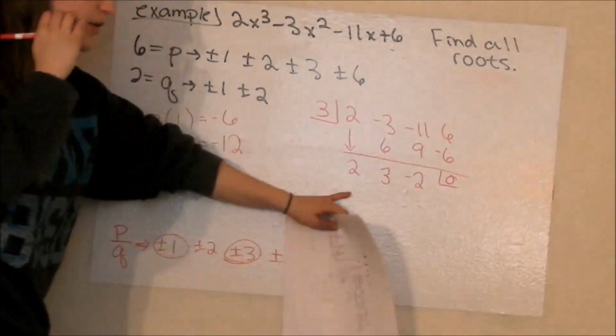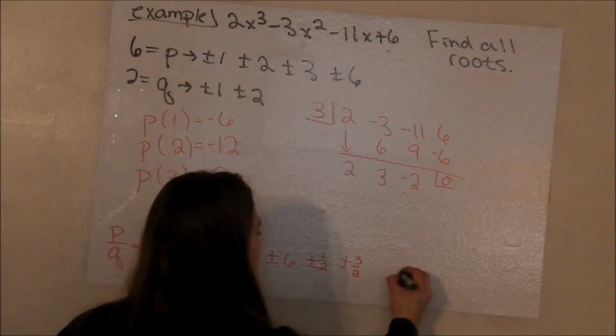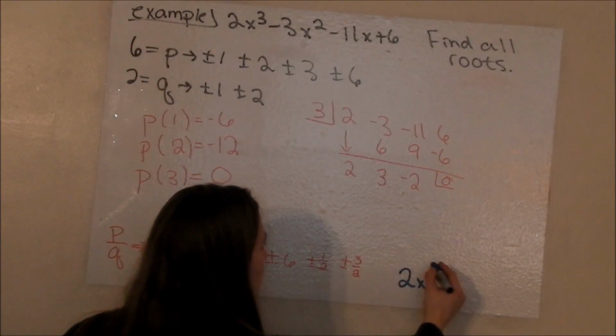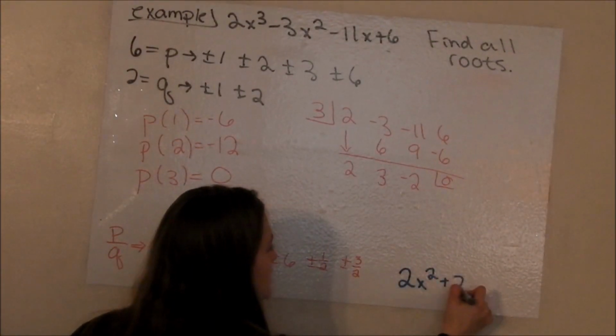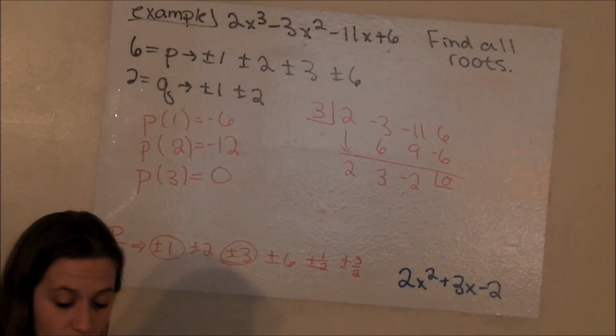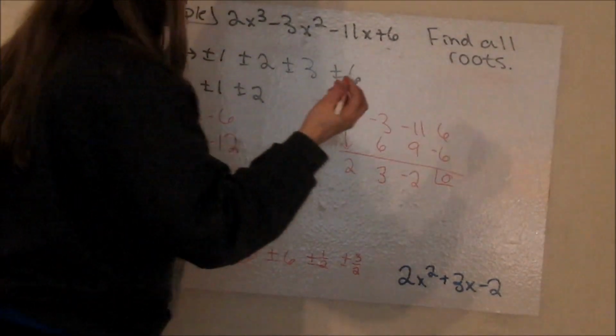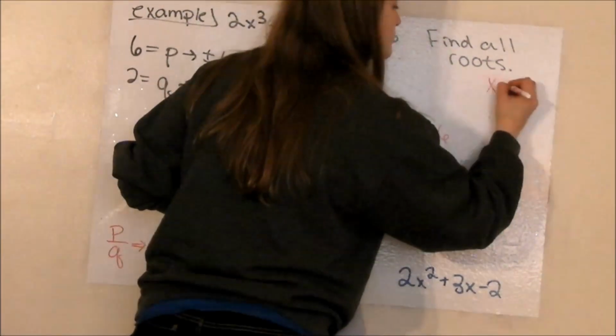Zero. Okay, so now we get our depressed polynomial, and our depressed polynomial in this case is going to be 2x squared plus 3x minus 2. So we already know one root. Our one root is x equals 3.